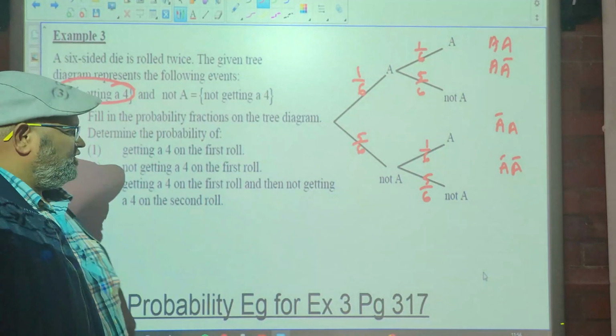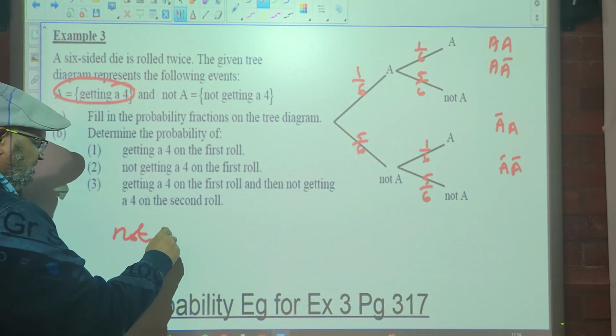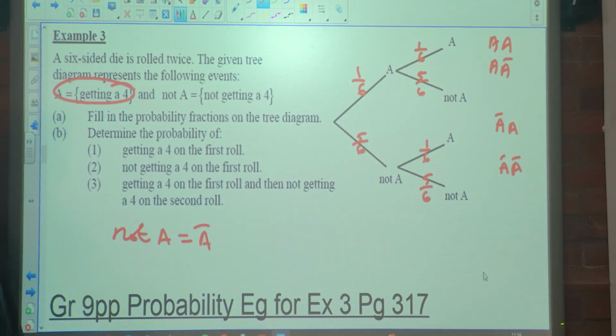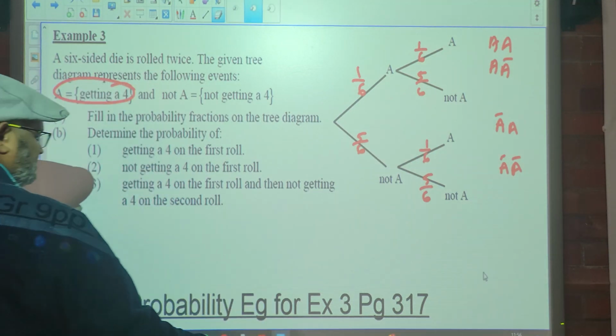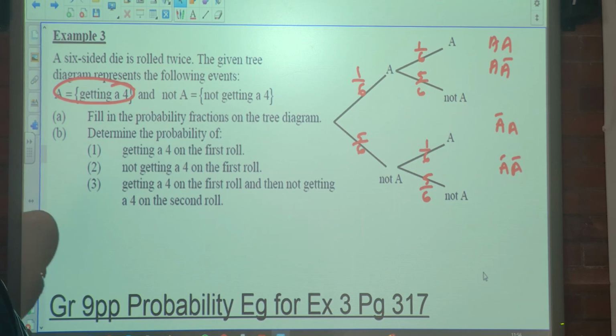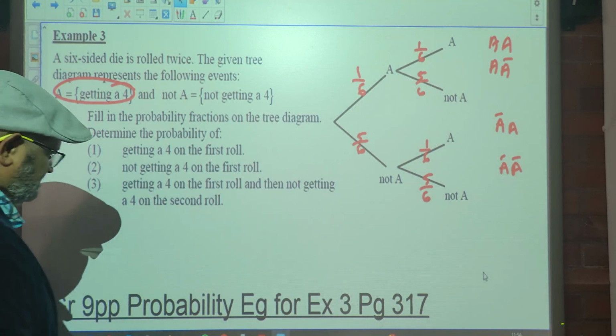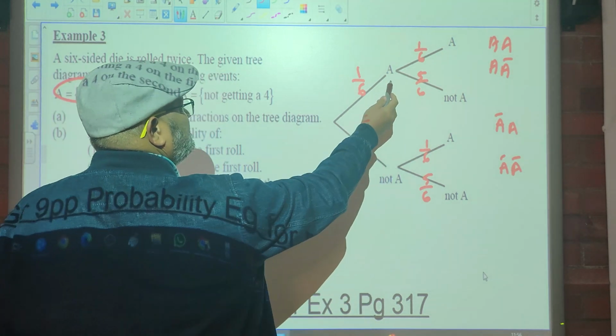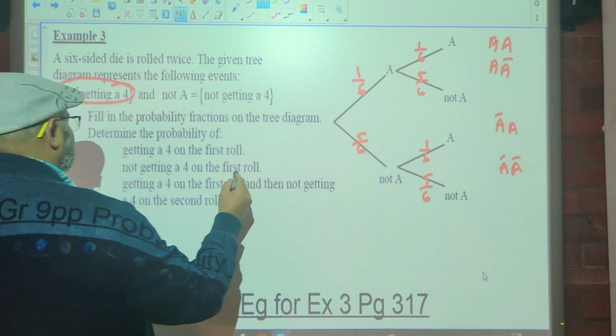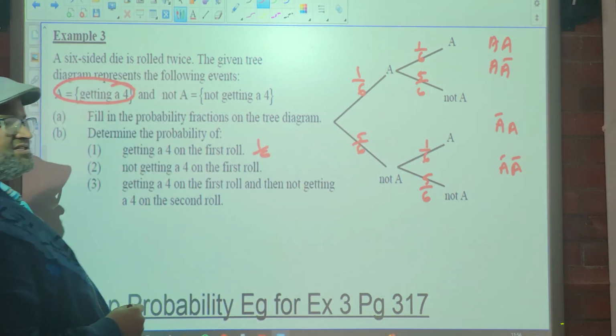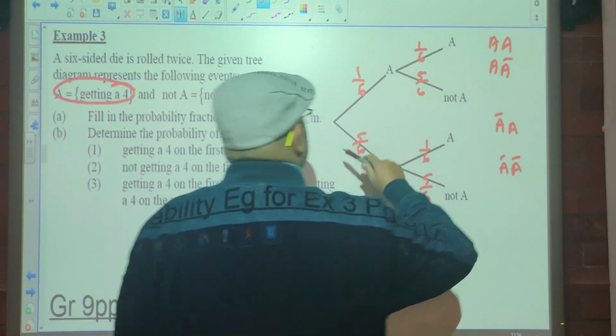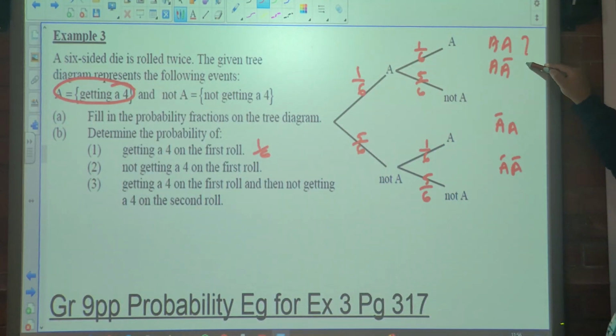Okay. So if you want to say not A, it's the same as saying A with the bar on top. It means to say not A. Okay. So fill in the probability fraction on the tree. We just did that. Determine the probability of getting a 4 on the first row. It's going to be 1 out of 6. You guys understand?